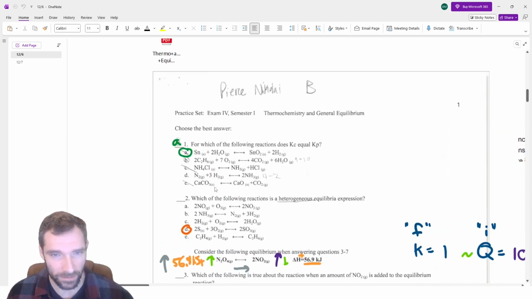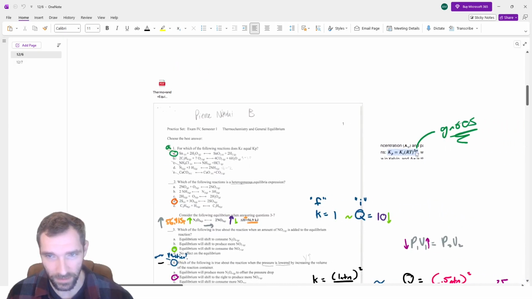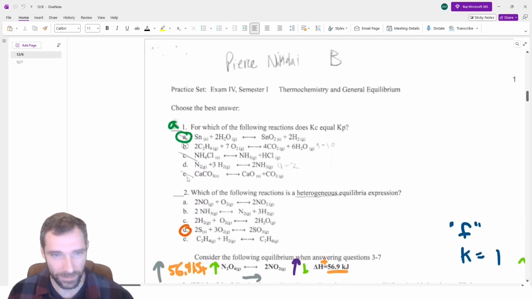So if we're looking here, the only situation where Kc is equal to Kp is when the change in n is 0, and any number to the 0 power becomes just 1. And so Kc is equal to Kp when we have the same amount of moles of gas here. And as you can see here, we've got 2 moles of gas and 2 moles of gas.